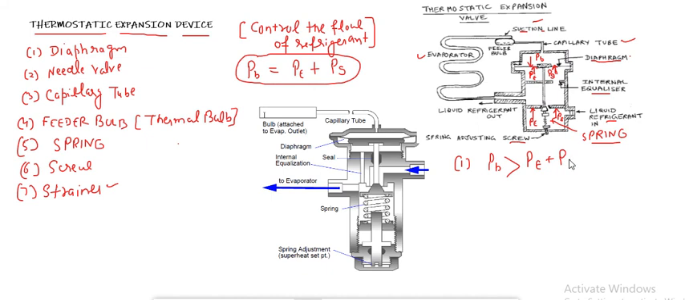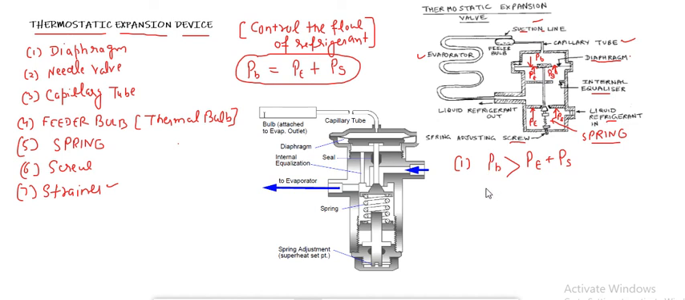So obviously what will happen? I am saying that pressure PB is more. So what is the meaning of it? PB basically represents the pressure in the capillary tube that is also containing the refrigerant because of the feeder bulb. So this bulb, or thermal bulb, will sense the temperature of the suction line. So accordingly the refrigerant will get converted into vapors, and they will create the pressure at this point, called bulb pressure PB. Okay, so if PB is more, it means the temperature of the suction line at this point is more. Clear?